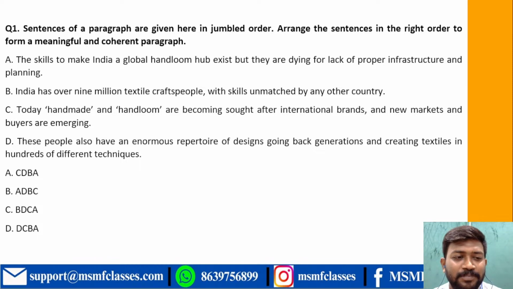What we have to do here: first, observe the options they have given, A, B, C, D, four options. Try to combine the sentences using the options. For example, let's take they have given CDBA, ADBC, BDCA, and DCBA. You can use the options and combine them. If you feel this is a correct pattern, then you can go with that option. So from the options, we are selecting the answer.